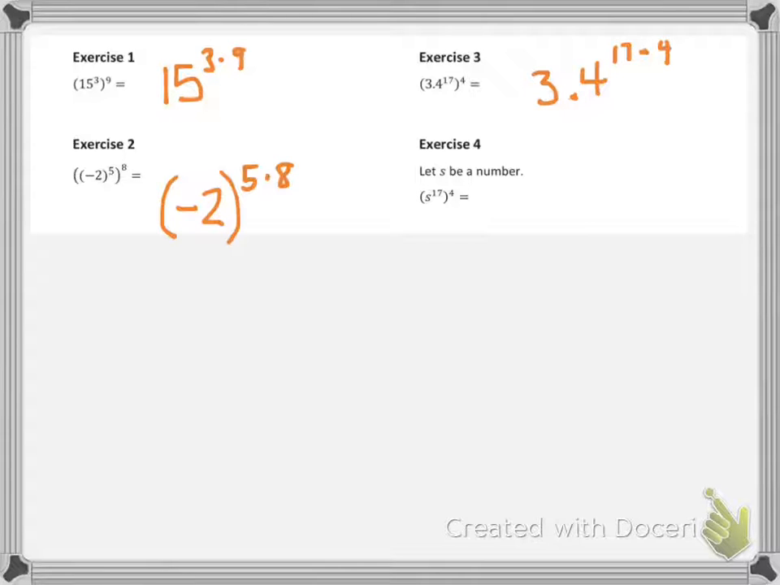And lastly, we have our base is an s, and s is raised to the 17th, and then that entire thing is raised to the 4th. So I have s to the 17th times 4. 17 times 4 again gives us that 68.